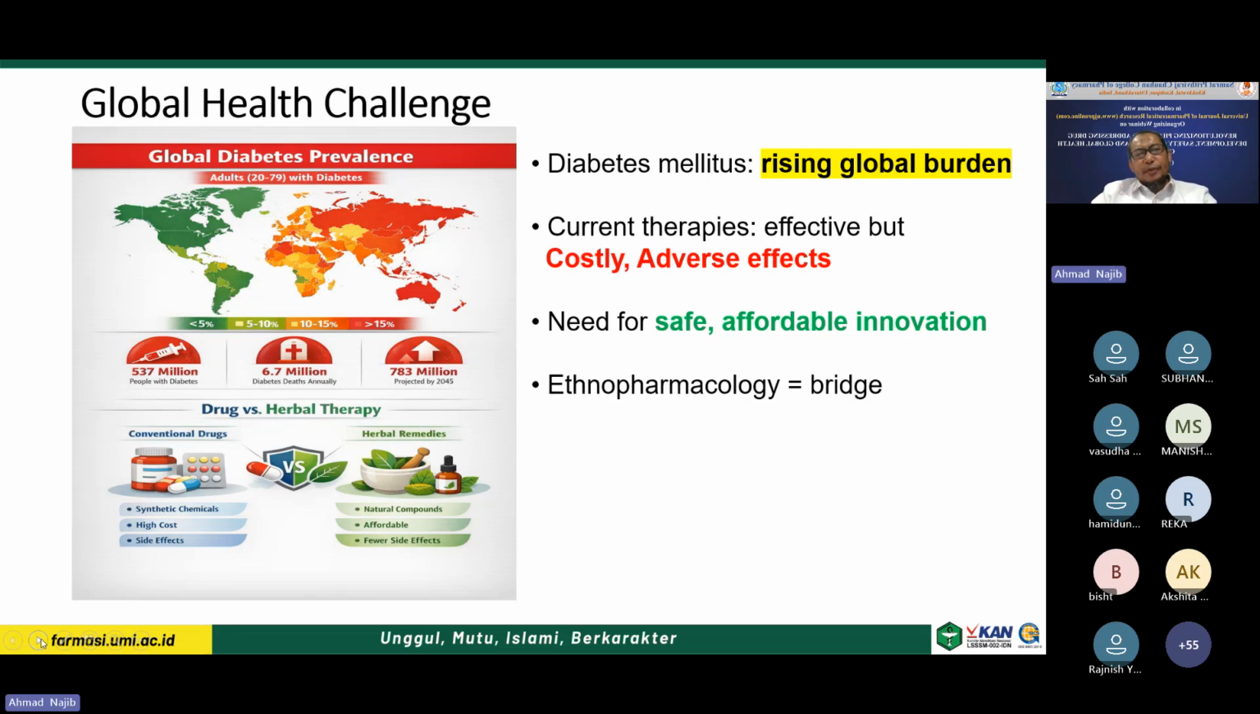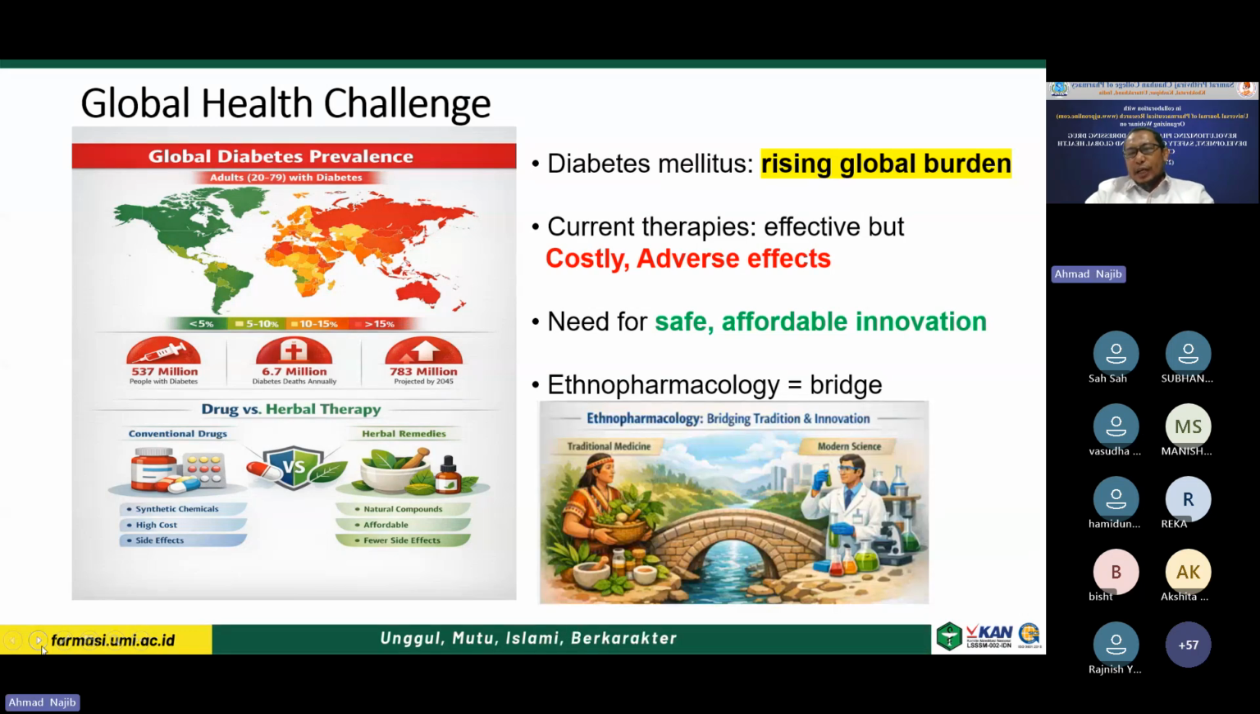If we compare drugs and herbal therapy, synthetic chemical drugs are high cost and have side effects. Besides, herbal remedies come from natural compounds, are affordable, and have fewer side effects. So ethnopharmacology can bridge conventional drugs and herbal remedies. So traditional medicine can give data to become modern science as a therapy in diabetes mellitus.